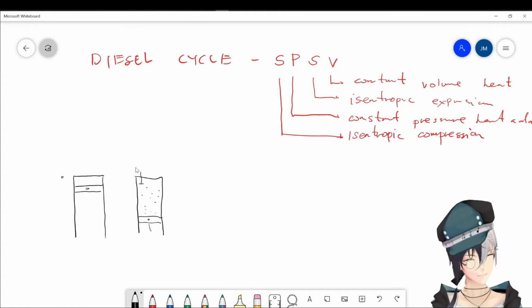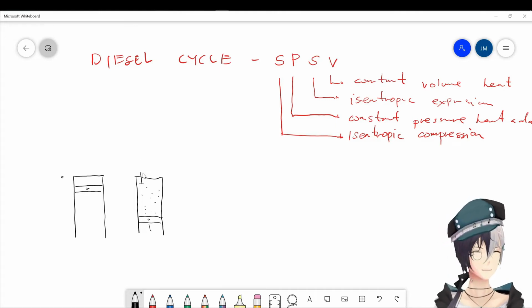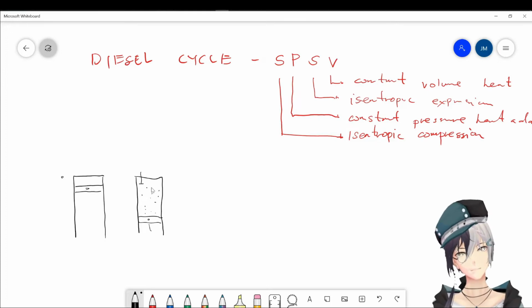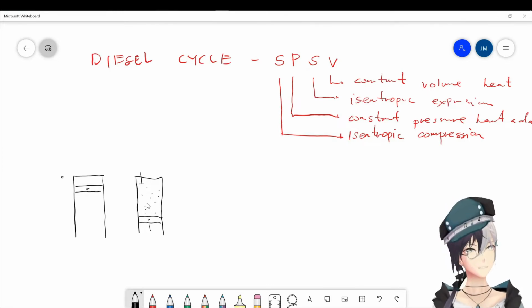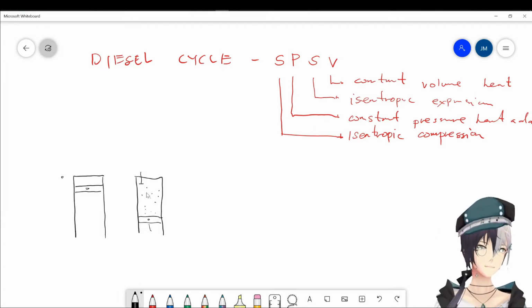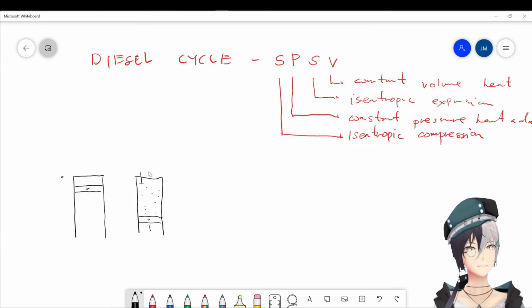For the Otto cycle or Otto engine, for the gasoline engine, the intake stroke consists of air and fuel mixture. For the diesel, it's only air. Okay? So please take note of the difference. For the diesel cycle or diesel engine, only air is allowed to get in the piston cylinder assembly.